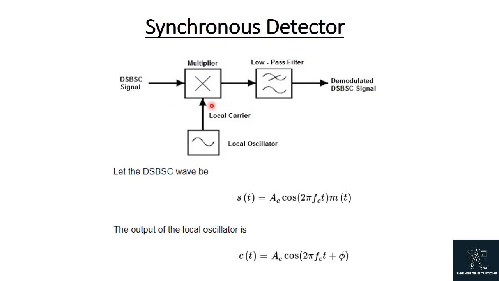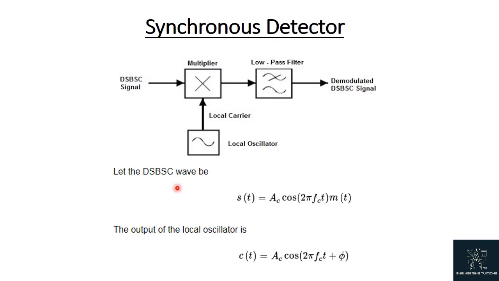In this process, the message signal can be extracted from the DSB-SC wave by multiplying it with a carrier having the same frequency and phase as the carrier used in DSB-SC modulation. The resulting signal is then passed through a low pass filter. The output of this filter is the desired message signal.